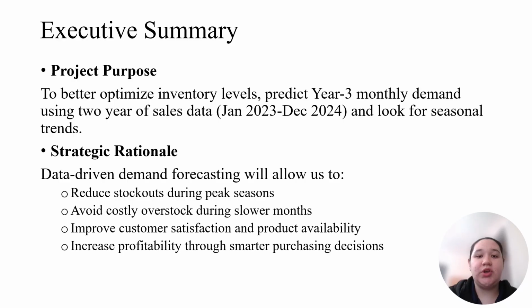The purpose of this project is to analyze 2 years of sales data from January 2023 to December 2024 and use it to predict monthly demand for the upcoming year. Along the way, we look for seasonal patterns and trends that can help us optimize stock levels during both high and low demand periods. A data-driven forecasting approach allows us to reduce stockouts during peak seasons, avoid unnecessary overstock, and improve overall customer satisfaction. This ultimately helps increase profitability and supports more confident, proactive planning.